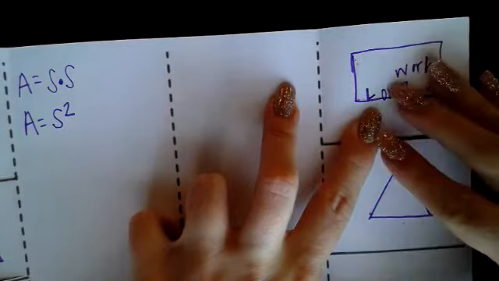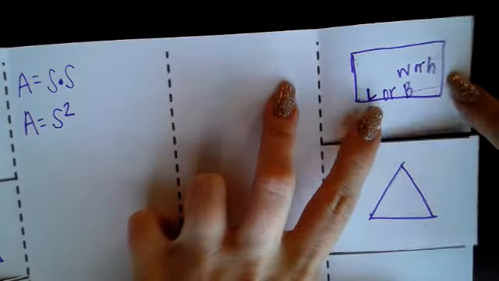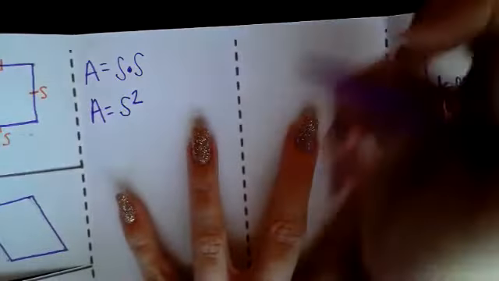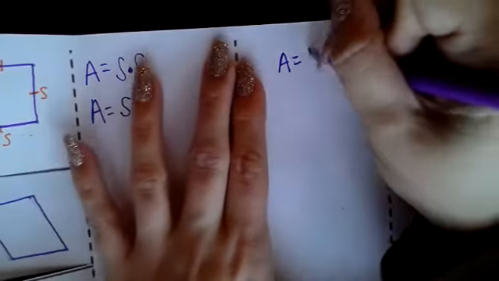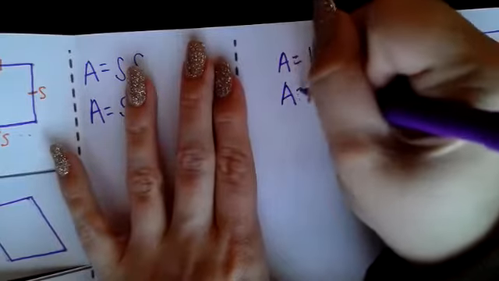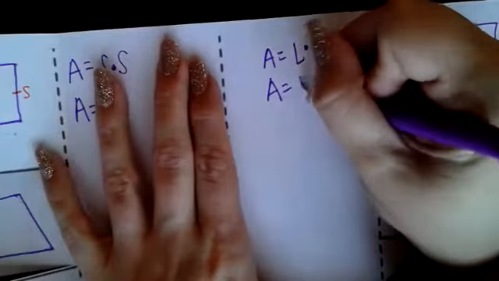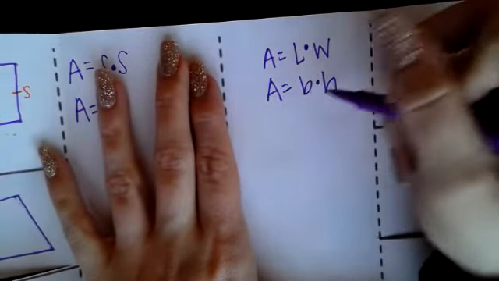So we could say this is the width of the rectangle, or we could say this is the height of the rectangle. And like a square, all we're going to do is multiply the two sides together to find the area of the entire rectangle. So if we use length and width, we could say area is equal to length times width, or if we use base and height instead, we could say base times height.